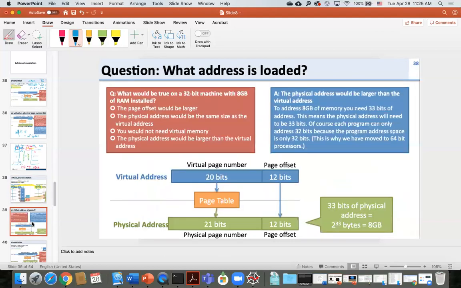So then another question, for example: how about if you want to map a 32-bit virtual address to an 8 gigabyte physical address?